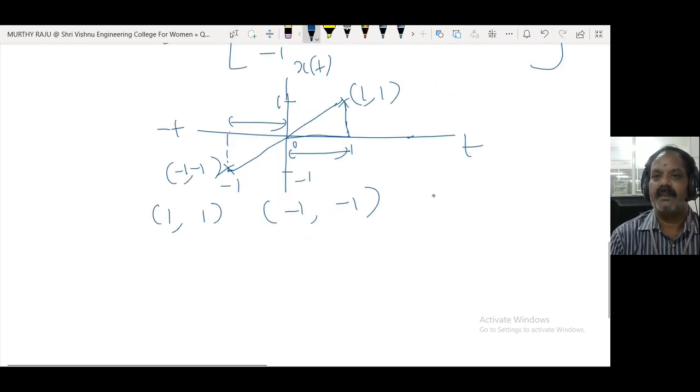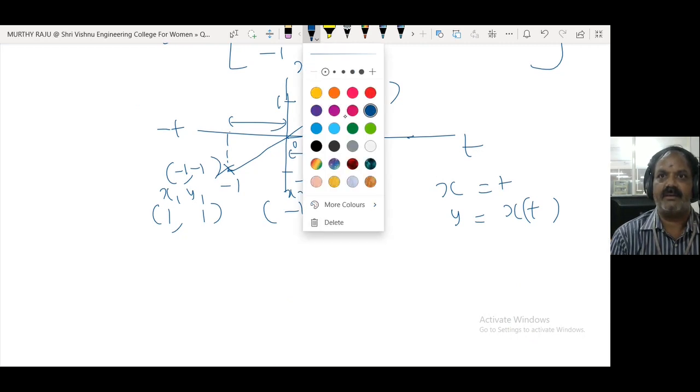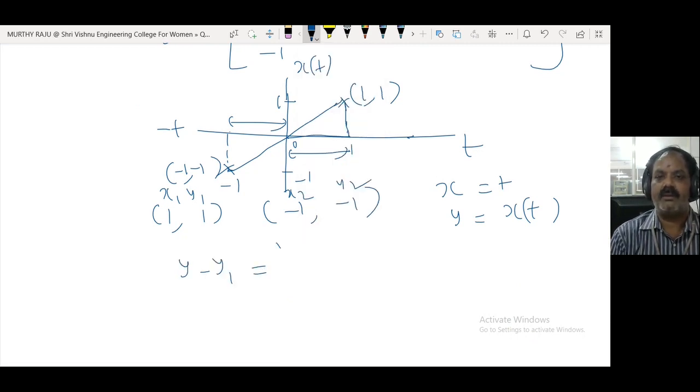Find out the expression. Here the x-axis is t, and the y-axis is x of t. Here (x1, y1), (x2, y2). We know that y is equal to mx plus c, where m is called the slope of the line. For a straight line passing through the origin, y is equal to mx plus c. The equation is y minus y1 is equal to (y2 minus y1) by (x2 minus x1) into (x minus x1).